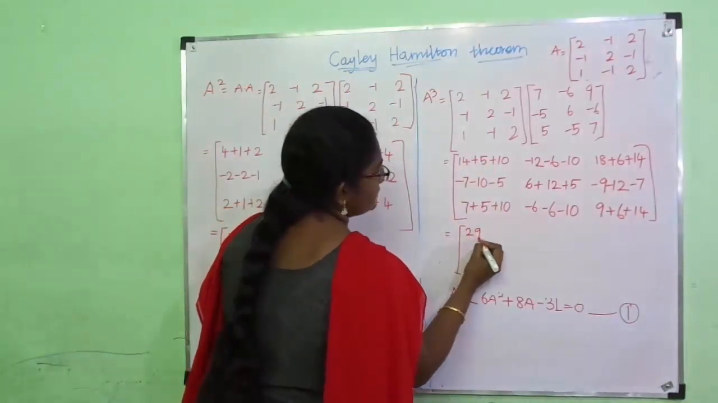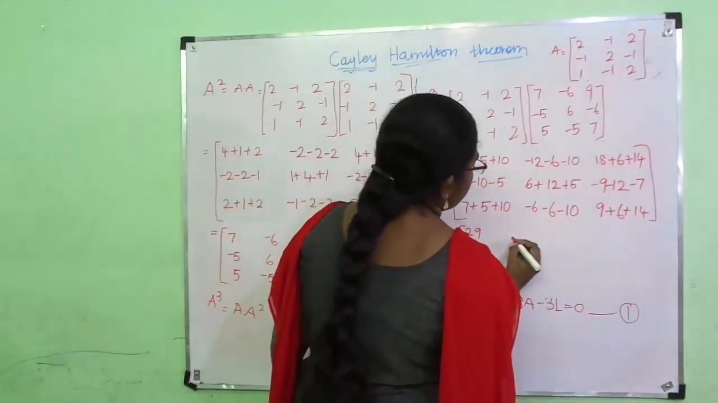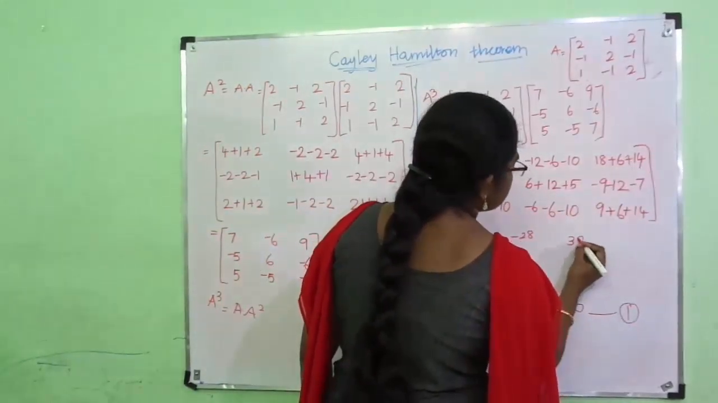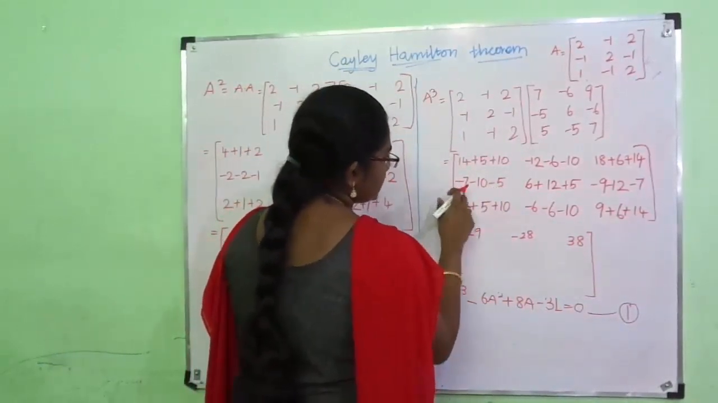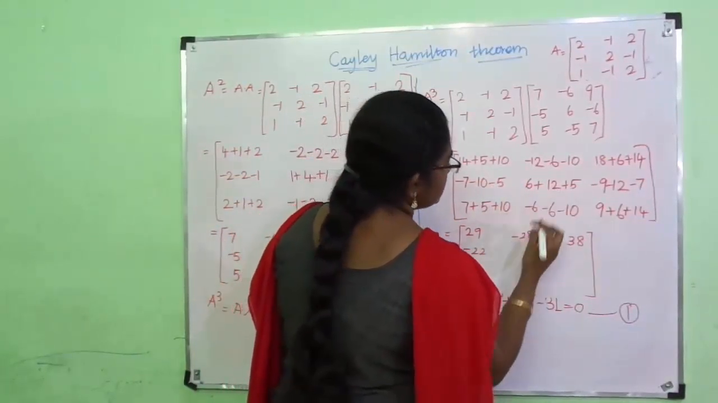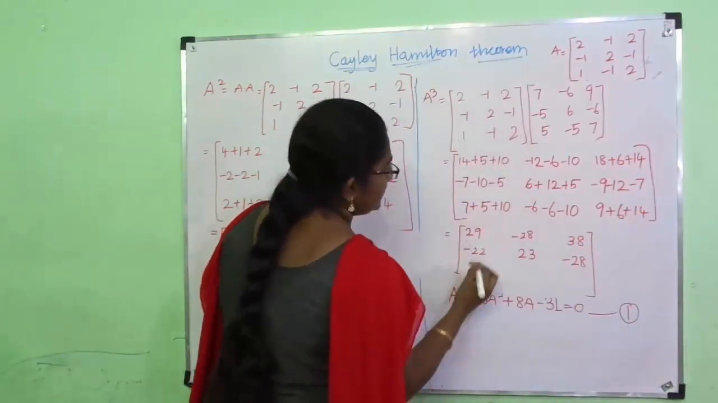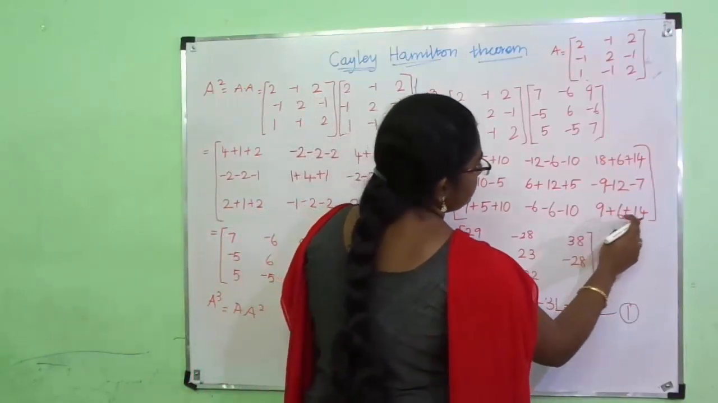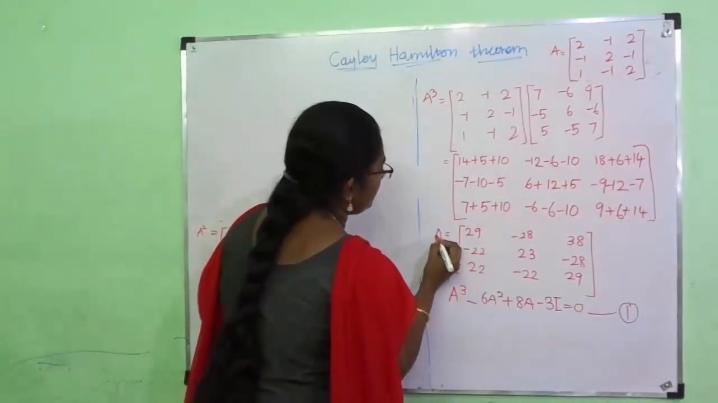14 plus 5 plus 10, you will get 29. Minus 2 minus 6 minus 10, you get minus 28. 18 plus 6 plus 14, you get 38. Minus 10 minus 10 minus 7 minus 10 minus 5, you get minus 22. Here you get 23, minus 28, 22, minus 22 and then 29. This is the A cube matrix which we have found now.